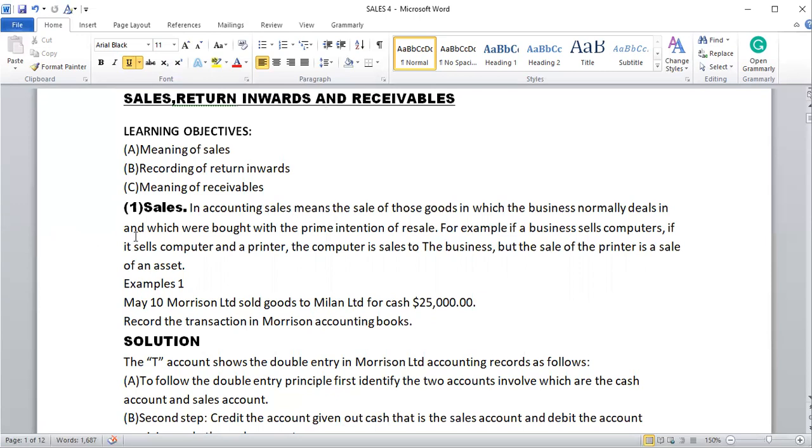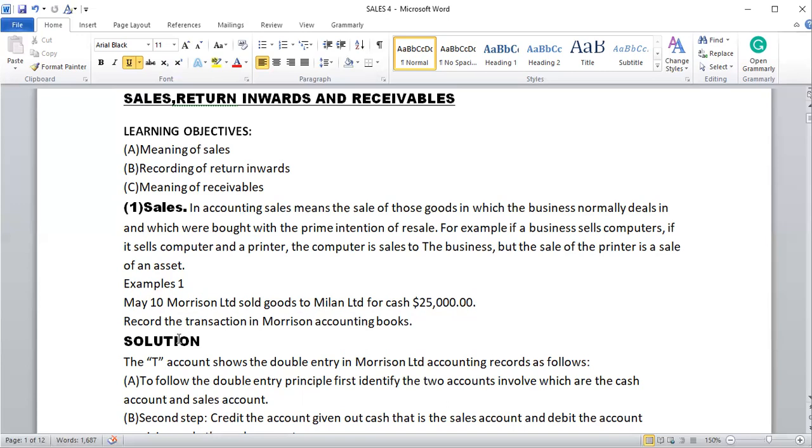Okay. We go through a lot of examples because accounting is a principle. And the more you go through a lot of examples, the more you understand the principle, the more it becomes familiar to you. So let us start. Example 1. May 10, Morris Limited sold goods to Miller Limited for cash, $25,000. Record the transaction in Morris Limited accounting books.